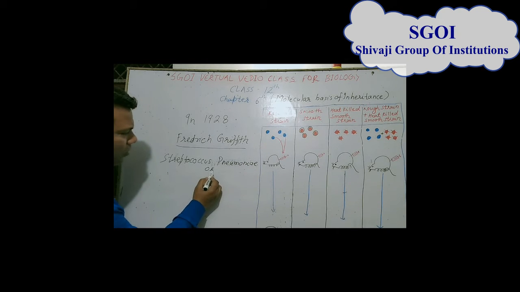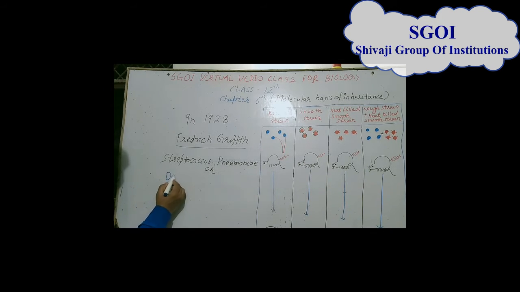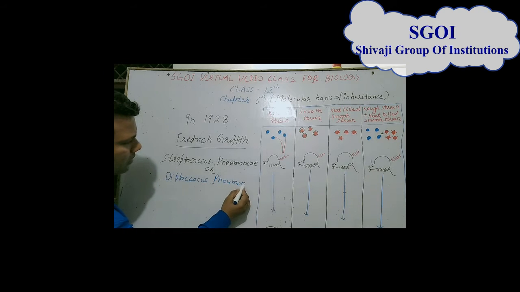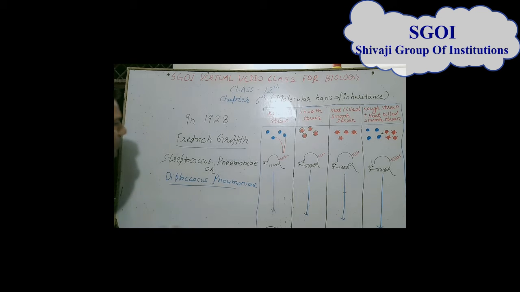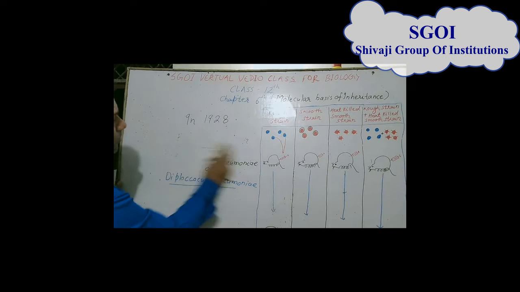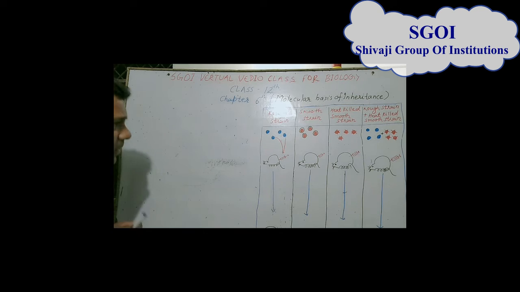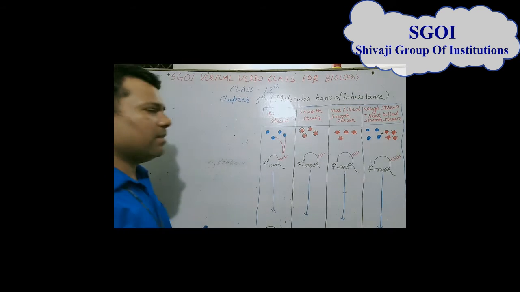This bacteria is also called Diplococcus pneumoniae. Griffith performed his experiment on Streptococcus pneumoniae in 1928. It is one of the experiments which prove that DNA is a genetic material.